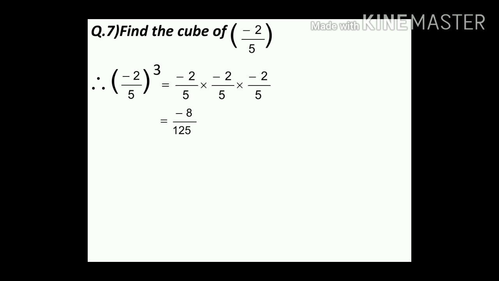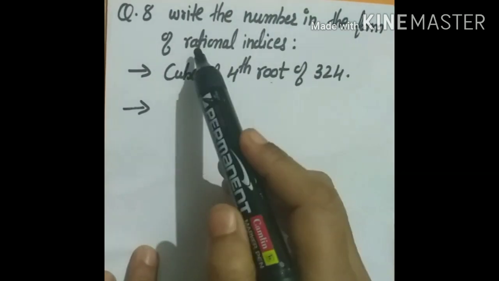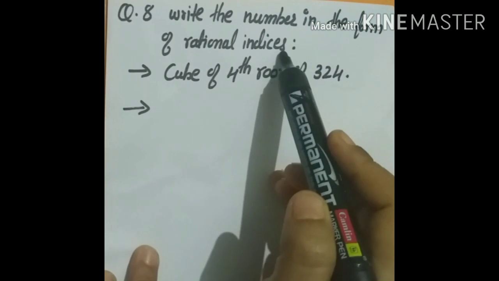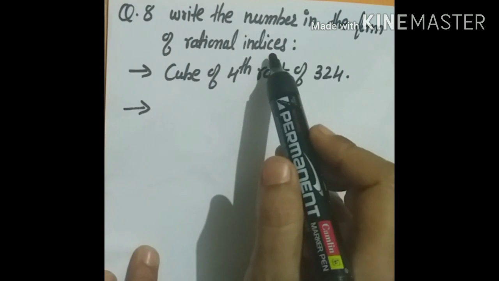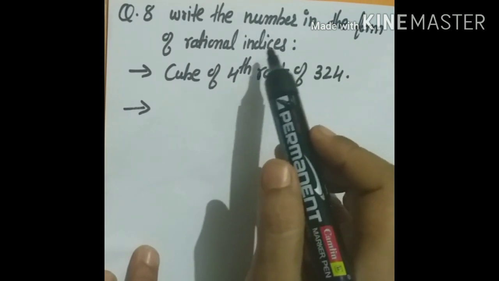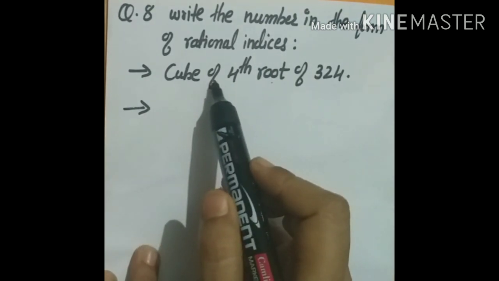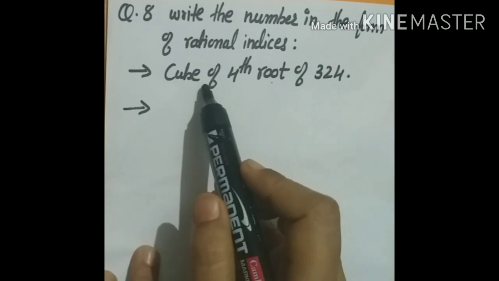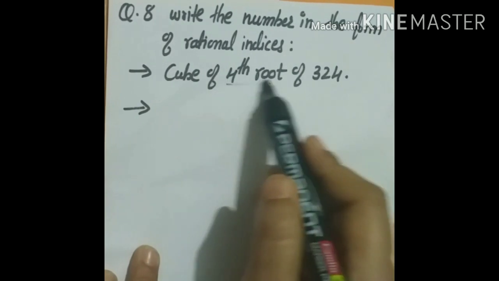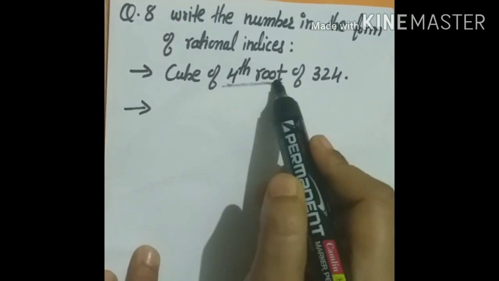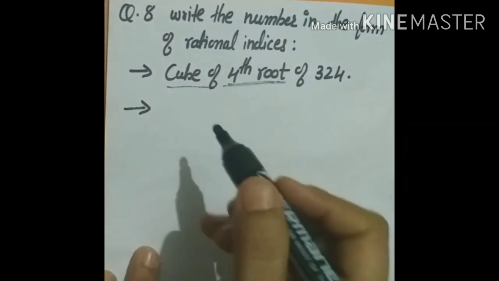Question number 8. Write the number in the form of rational indices. Here children, this number we have to write in the rational indices. Rational indices mean children, the index will be in the form of fraction. Okay. So first of all, what is given? Cube of. It means it is children what? Numerator. Cube of means it's a power. Okay children. Fourth root means it's a denominator. What is the denominator? 4. Okay. And cube of means children, it's a power. Means numerator. So how we have to write?